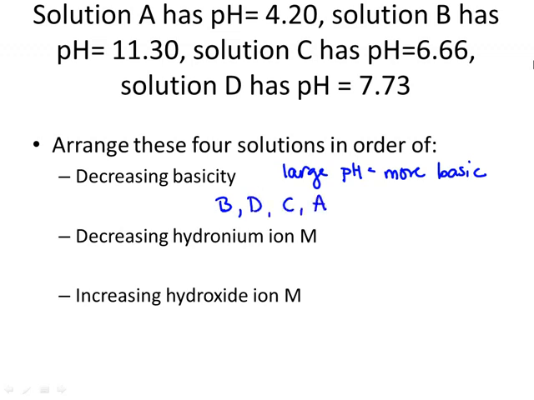Decreasing hydronium ion molarity is going to be a rise in pH, because as my hydronium ion concentration goes down, my pH is going to go up. So decreasing hydronium ion means I want to start with my most acidic solution, 4.20. So that was solution A. And I'm going to go up. So A, C, D, B.